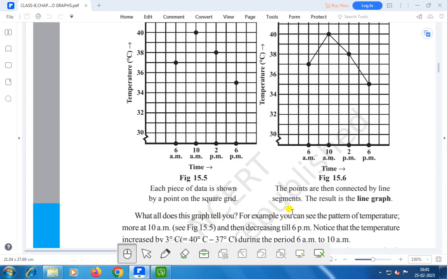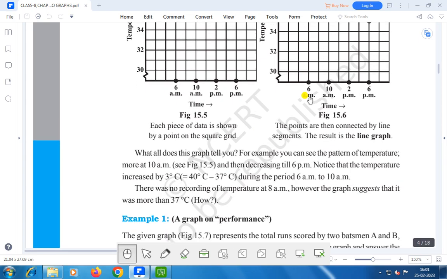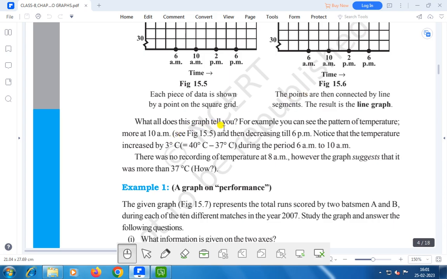The points are then connected by line segments. The result is the line graph. This is the line graph. Right? This is the line graph. What does this graph tell you? For example, you can see the pattern of temperature increasing until 10 a.m. and then decreasing till 6 p.m.